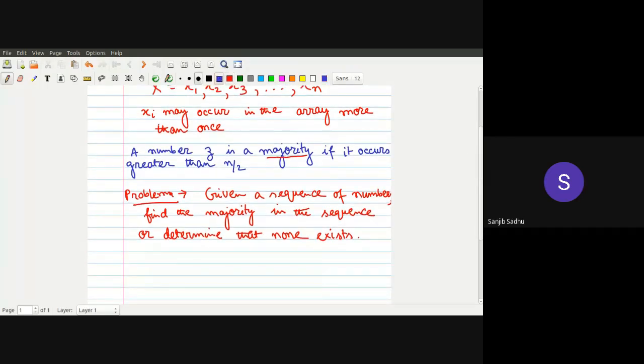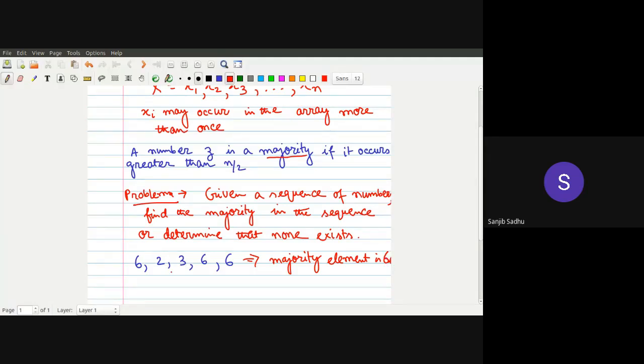Okay, for example, suppose we have 6, 2, 3, 6, 6. In this case you check that the majority element is 6. Here a majority element is there, it is 6. And there may be cases where there is no majority element.